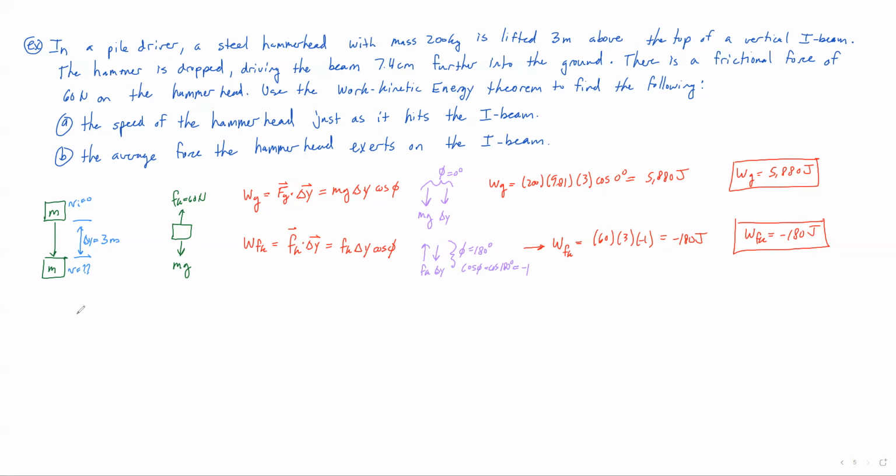All right, well, I need W net. W net is again the sum of all the works. That's just the work due to gravity plus the work due to friction. That's going to be 5,880 minus 180, so that becomes 5,700 joules. I'm going to box that. My net work is 5,700 joules.